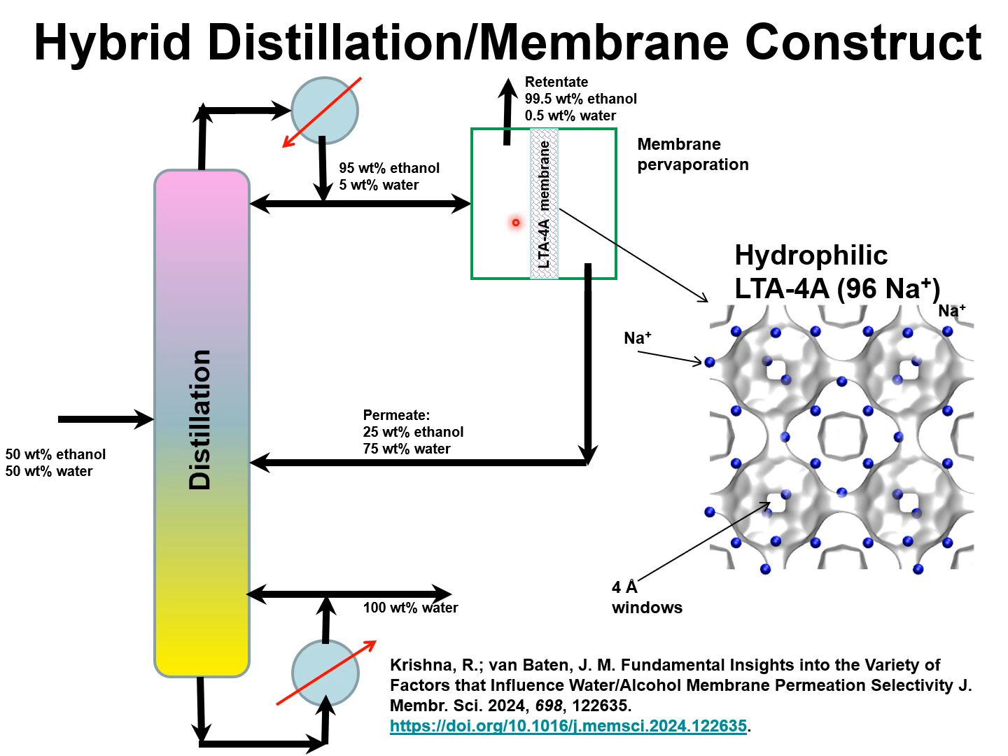Water vapor permeates preferentially through such membrane constructs, and the permeate, which is rich in water, is recycled back to the distillation column, whereas the retentate is drawn off as a product with purities, say, in excess of 99.5% ethanol. For background details, I refer you to my paper in Journal of Membrane Science 2024.